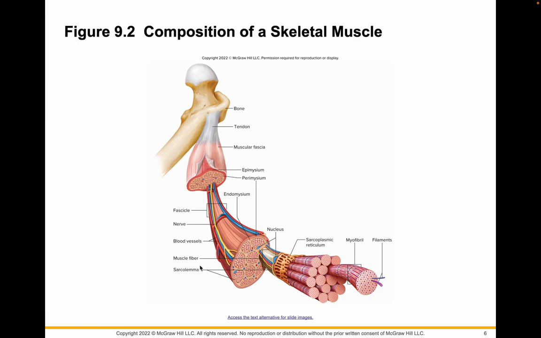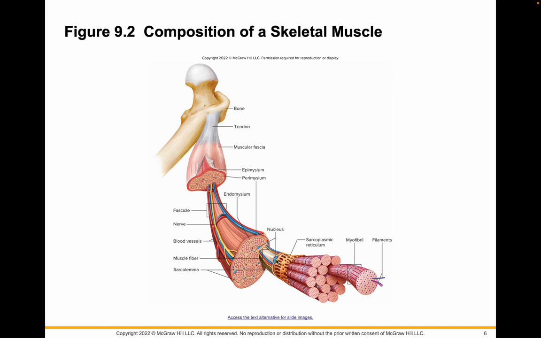Myofibrils are in the muscle fiber. Muscle fiber is the cell. Make a note. This is the cellular level. Myofibril is an organelle, and it's the cytoskeleton made of filaments. And so here are the filaments. There's a thin one and a thick one, and we'll name those later.